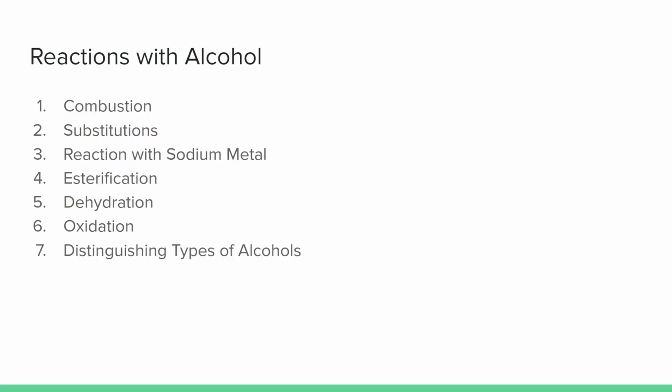What we're going to do for today is the 6 different reactions with alcohols. And then we're going to have a separate day just to distinguish the types of alcohols, and we actually have a brief little lab portion for that. But the first one is going to be a reaction with combustion.